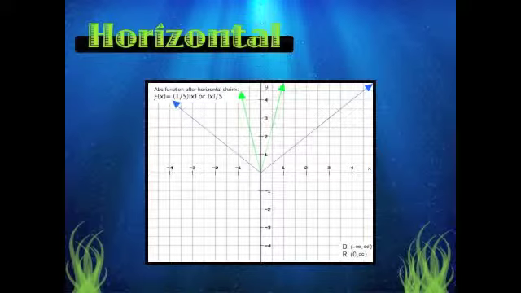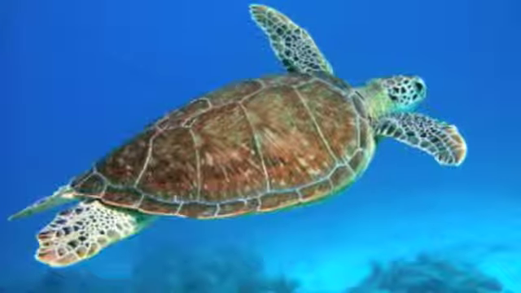So first we have horizontal shrinks. In a horizontal shrink, the graph becomes shorter in length. Want to make a function have a horizontal shrink? Just multiply x by a number greater than 1.